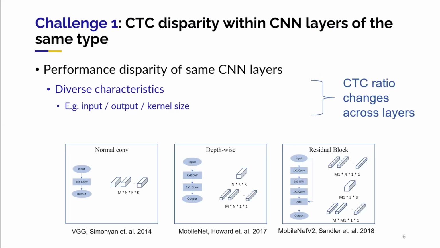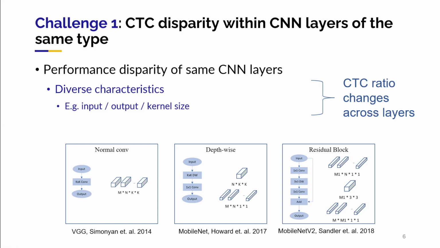For the first challenge, the computation to communication ratio disparity within CNN layers refers to the arithmetic intensity, or the ratio between the amount of data and the amount of computation for specific layers. And this changes radically between the layers of a specific CNN due to the different dimensions of the input-output feature maps and the kernel sizes. So these are, for example, three different convolution layers from famous CNNs.